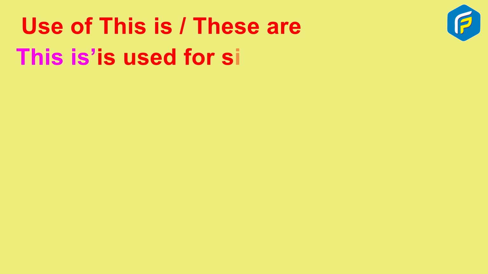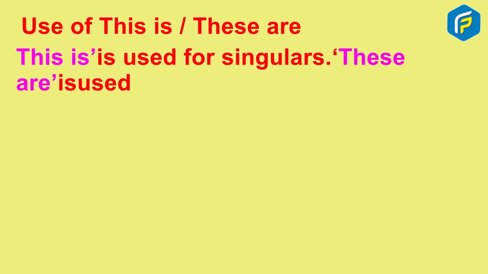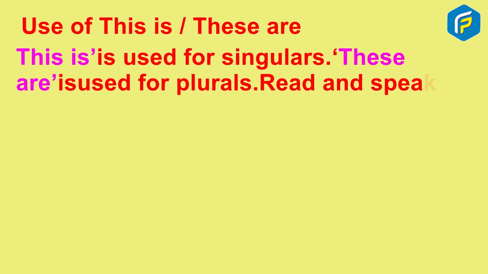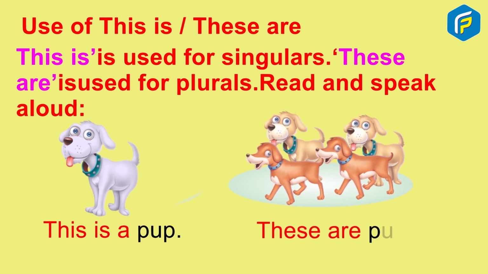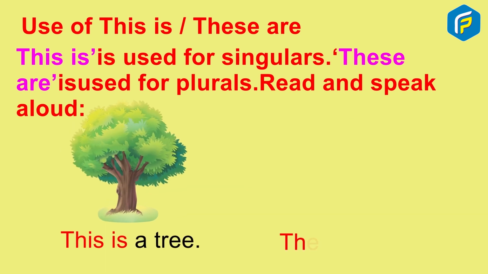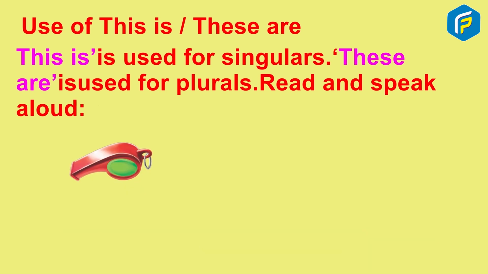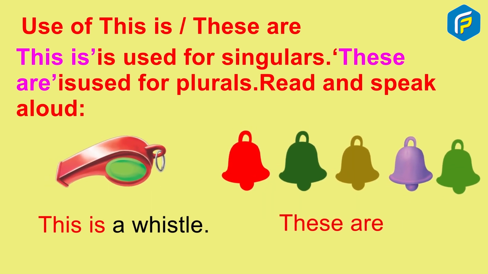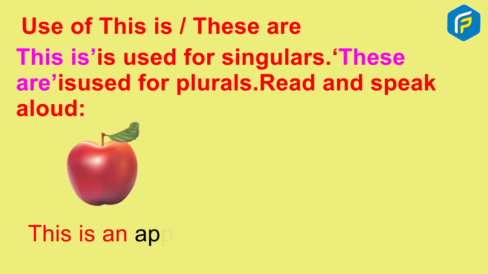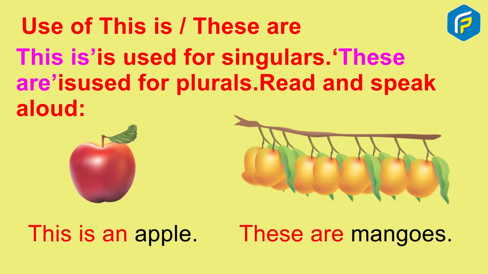Use of this is, these are. This is used for singulars. These are is used for plurals. Read and speak aloud. This is a pup. These are pups. This is a tree. These are trees. This is a whistle. These are bells. This is an apple. These are mangoes.